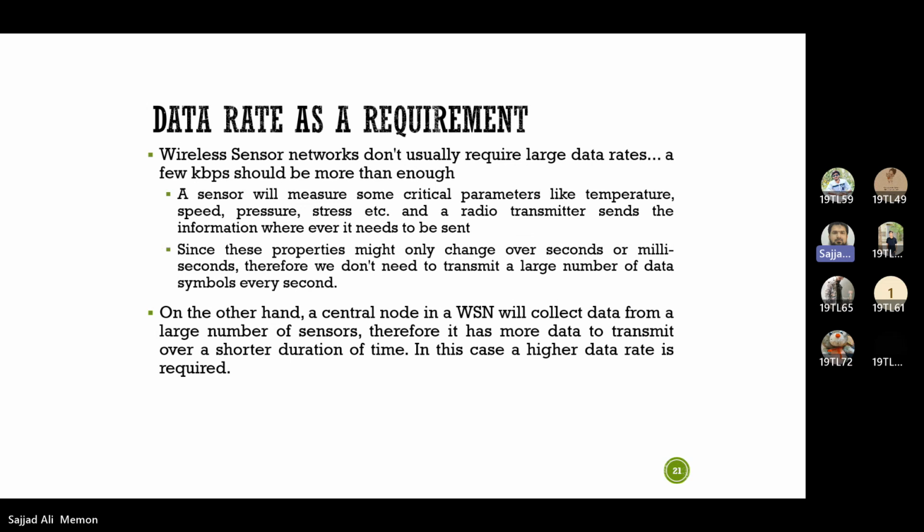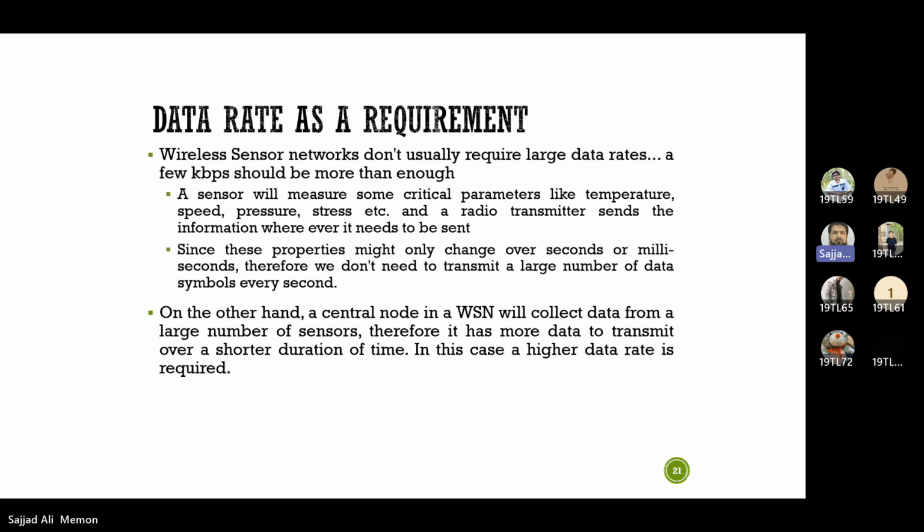Okay, wireless sensor networks don't usually require large data rates. A few kilobits per second should be more than enough. So if you take the data rate as a requirement, cellular communication may need a higher data rate, but if you deploy a wireless sensor network, it doesn't need to have a large data rate.